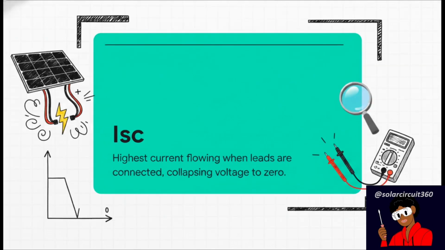Now, on the exact opposite end of the spectrum, we have ISC, short circuit current. This is the absolute highest possible current that flows when the positive and negative leads are directly connected to each other, which completely collapses the voltage down to 0. You can kind of think of this as the maximum flow when the panel is entirely shorted out. And it is super crucial to understand that this condition only ever occurs during a deliberate short circuit test using a proper meter. This is not normal operation.